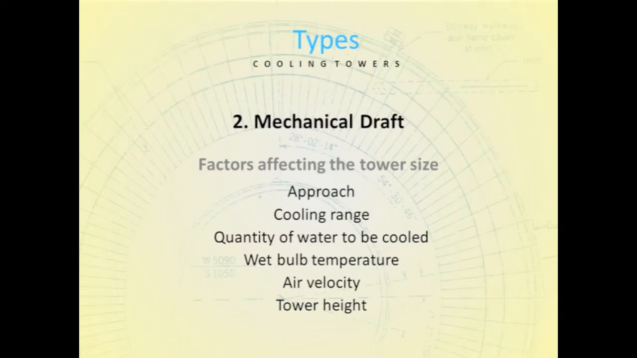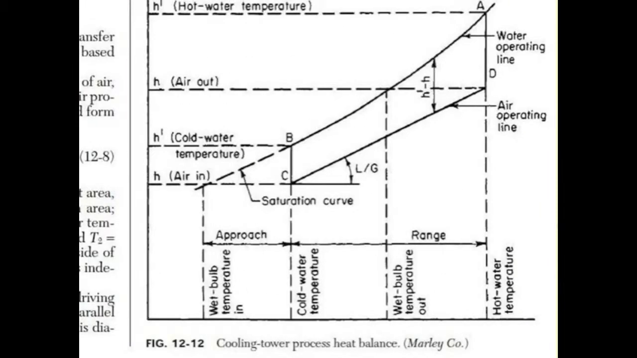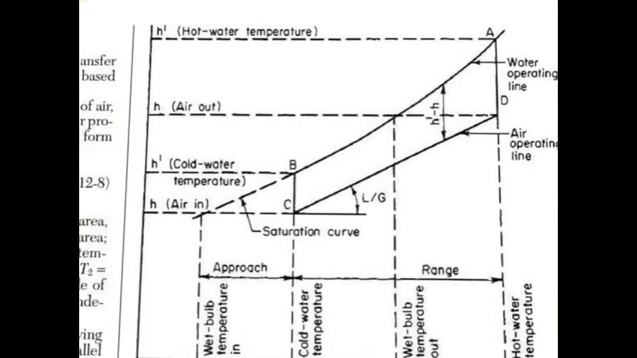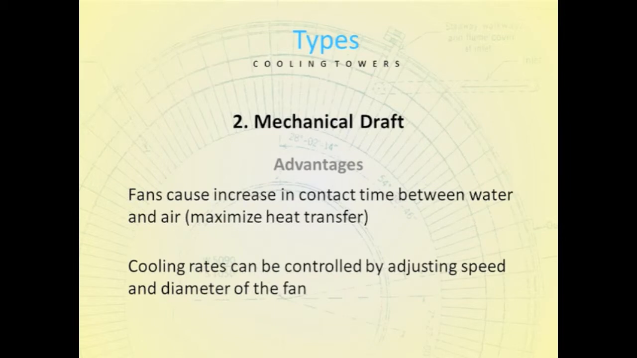We can define the approach as the difference between the cold water temperature and the wet bulb temperature. And the cooling range can be defined as the hot water temperature minus the cold water temperature. Using mechanical draft cooling towers can be an advantage in areas where wet bulb temperature is high over a long period of time, and in areas where power costs are low and maintenance crew is available.